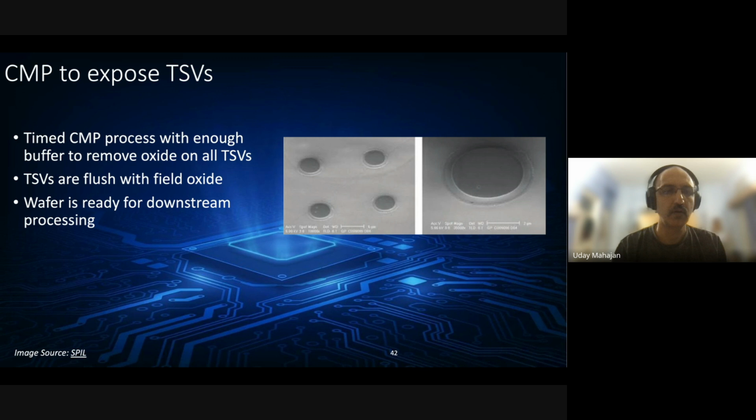And I don't have images here, but they're easily available online. If the TSV is jutting up too high, then during this polishing process, you could end up breaking it off as well because of too much stress on a protruding structure. But if all goes well, if the process is well-tuned and uniform, this is what you end up with.